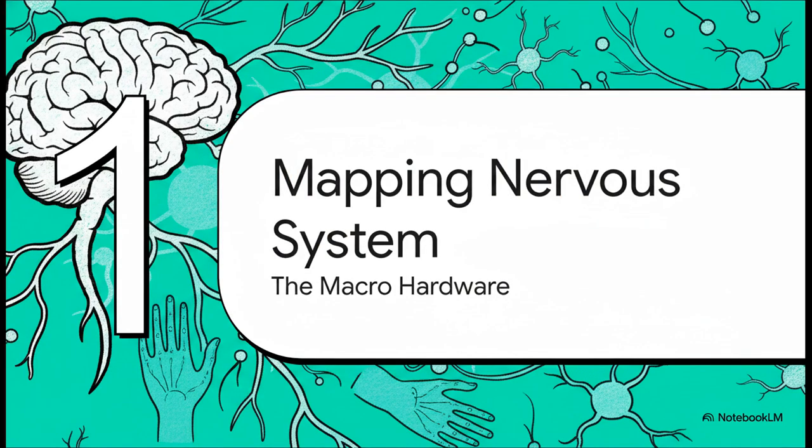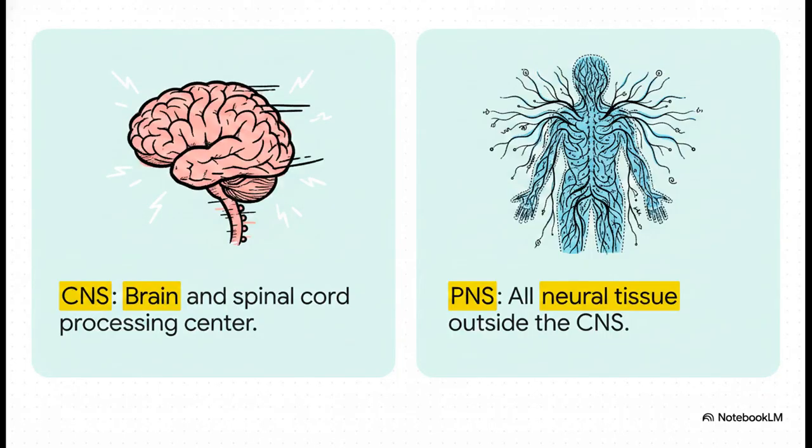All right, part 1, mapping the nervous system. We're starting at the absolute macro level to map out the broad anatomical divisions of our biological hardware. The big thing to grasp here is the main divide. On one side, you've got the central nervous system, or the CNS. This is your brain and your spinal cord. Think of this as your ultimate processing center. It contains the neural tissue, connective tissues, and blood vessels responsible for processing sensory data, sending out motor commands, and handling all those higher functions like memory, intelligence, and emotion.